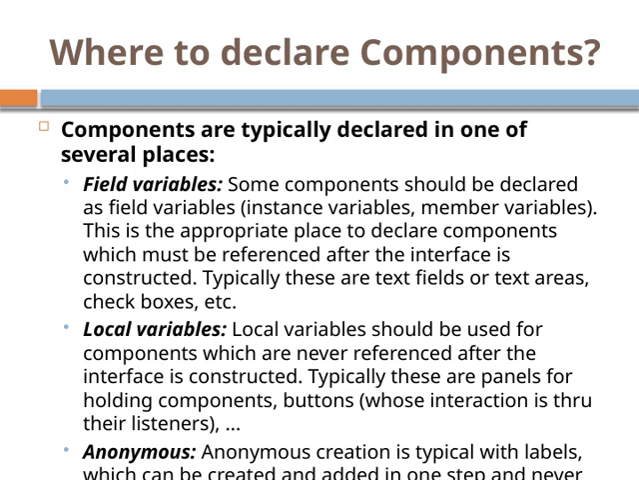And finally, there's anonymous creation. This is common with labels, where you create and add the label in one step without ever assigning it to a variable. It keeps things concise when you don't need to reference the label later. So, understanding where to declare each component helps keep your code organized and efficient, aligning with how you plan to use those components throughout your interface.